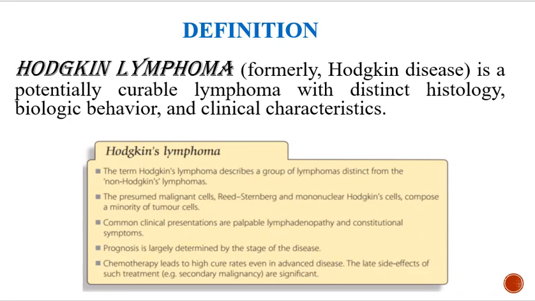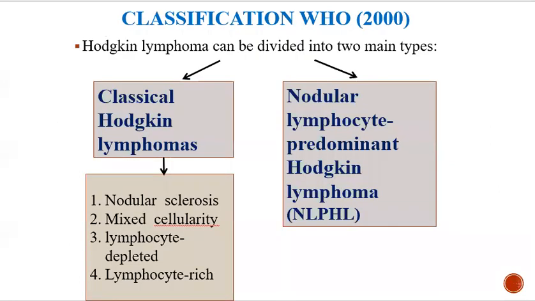Pathological diagnosis should be made according to the World Health Organization classification from a sufficiently large surgical specimen or excisional lymph node biopsy to provide enough material for fresh, frozen, or formalin-fixed samples. Prognosis is largely determined by the stage of the disease, and common clinical presentations are palpable lymphadenopathy and constitutional symptoms.